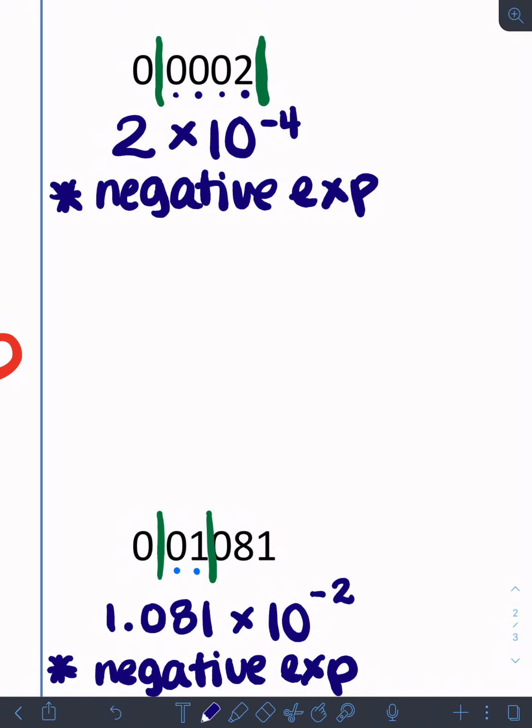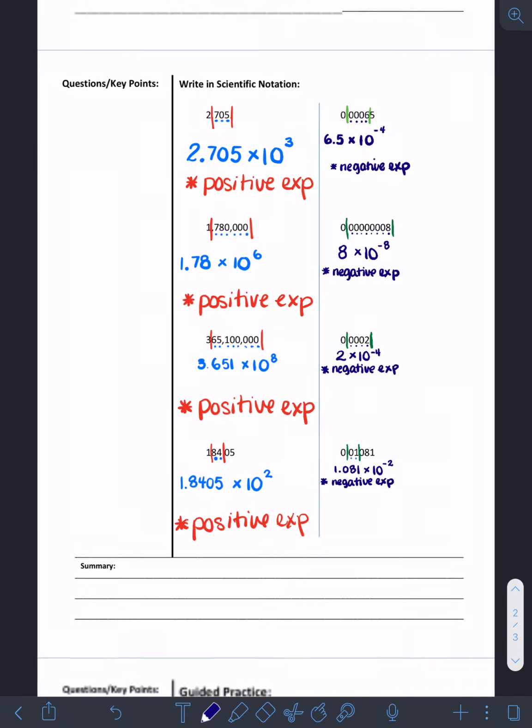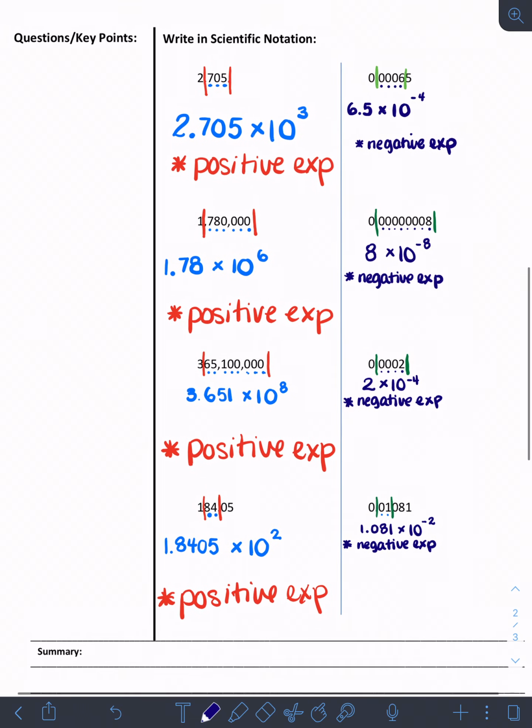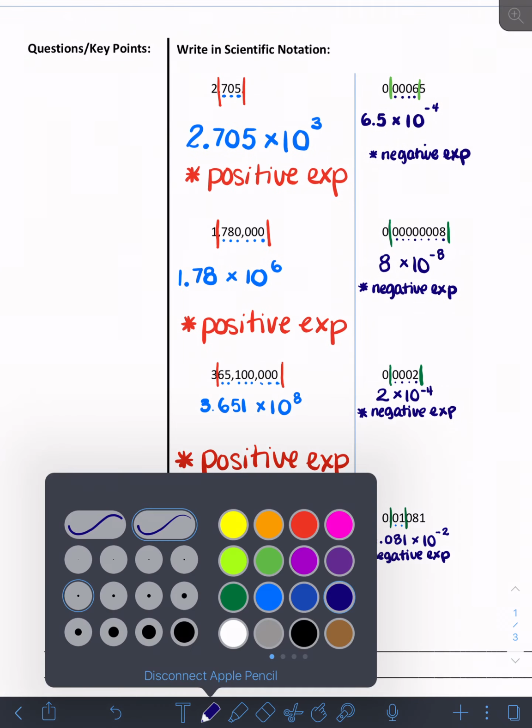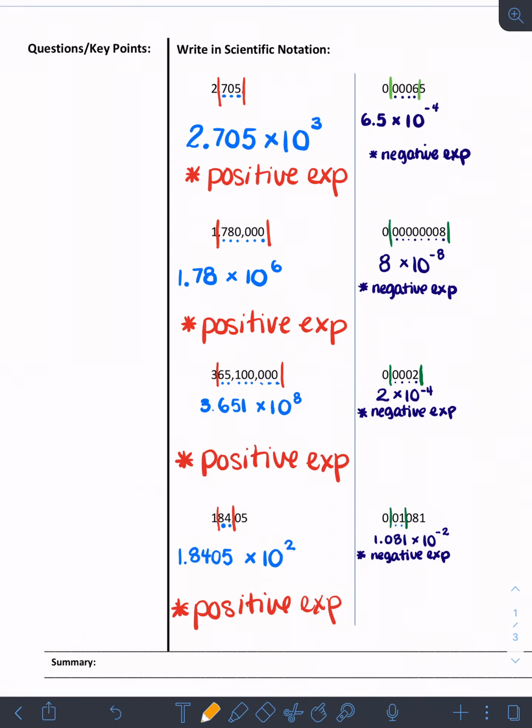Okay, so let's look at the entire page again and see if we can notice some things. When we are dealing with positive exponents, we are moving the decimal to the left. So it starts at the end of the number, and then we're moving everything to the left. We take the decimal and we move it from where it is to the left. So we're moving the decimal left.